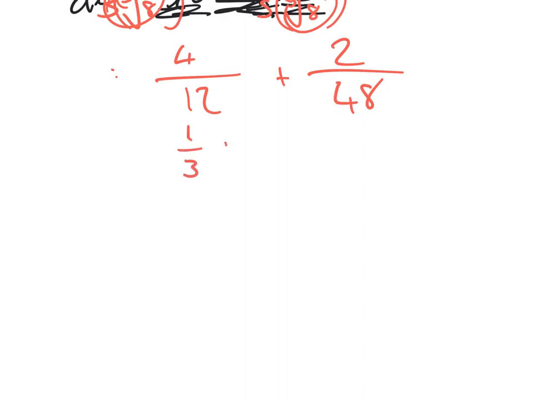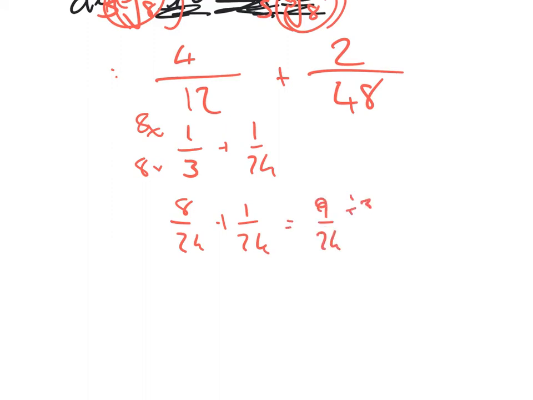So that's 1/3 plus 1 over 24. And that would be 8 over 24 plus 1 over 24, which is 9 over 24, and I can simplify that. Top and bottom by 3 will give me 3/8. Okay, we're going to try a couple of questions in context.